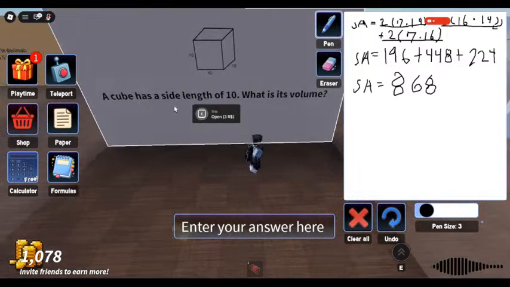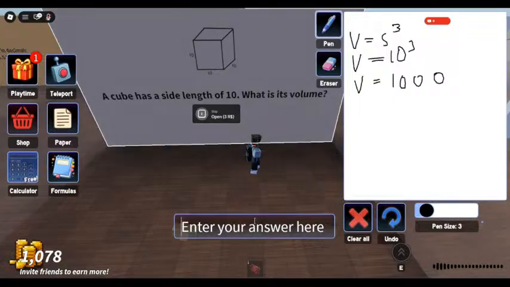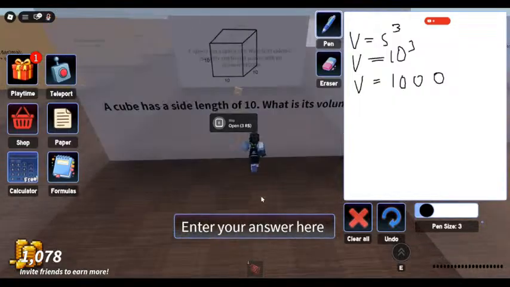Now we have this. A cube has a side length of 10. What is its volume? Now, if it's a perfect cube, the volume is equal to side cubed, so 10 cubed. Because it's 10, we can actually just add 3 zeros, so then 1000. The volume is 1000.